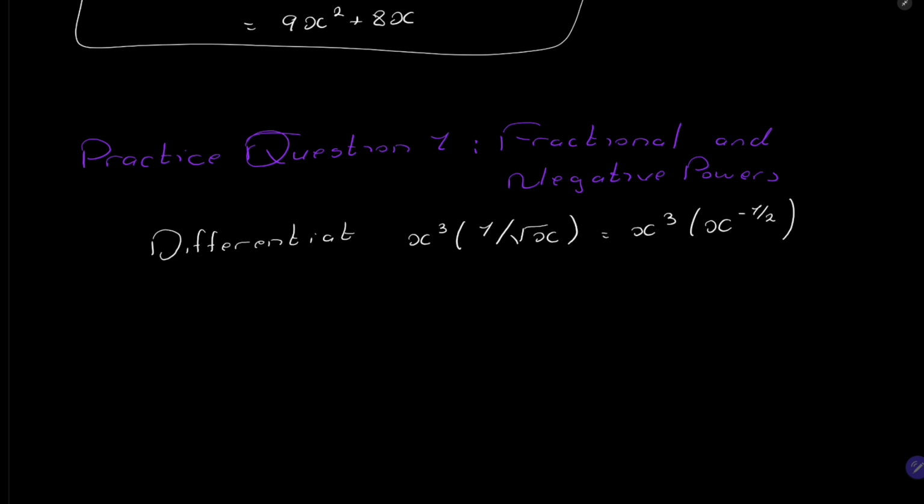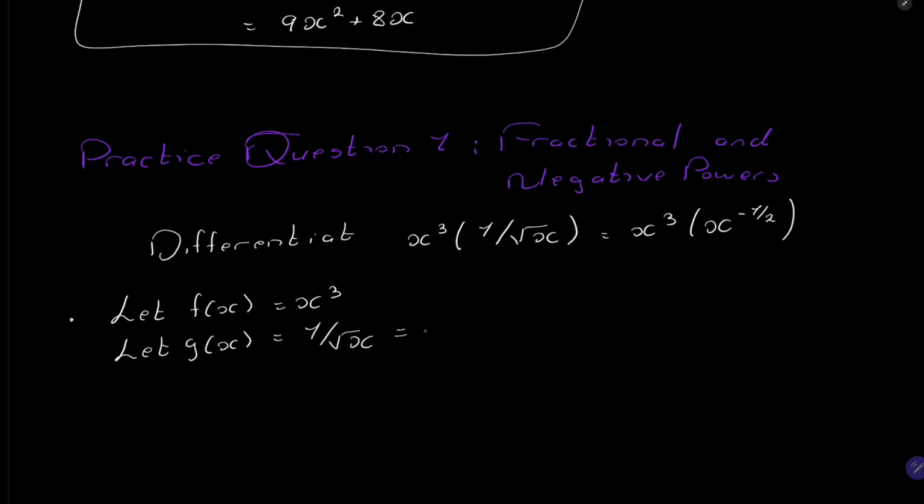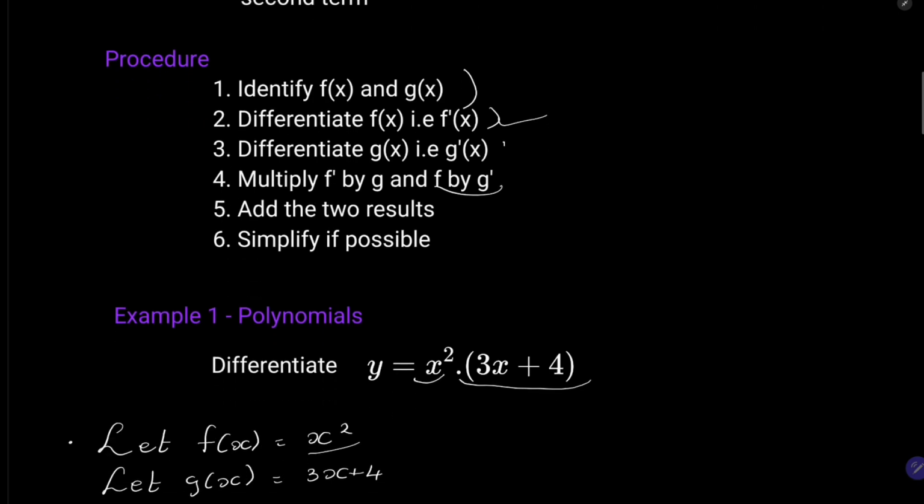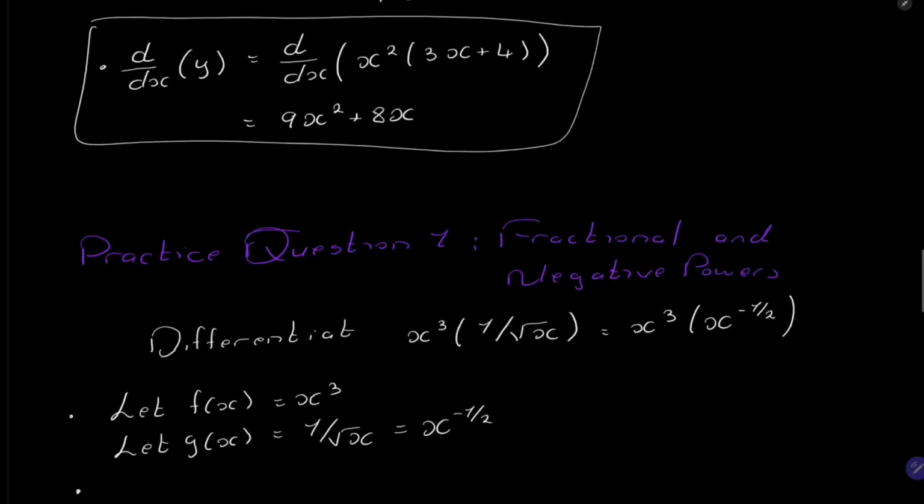So following the same methods which we listed above, what was our first step? Our first step was to identify our two functions, that is f of x and g of x. So first of all, we will let f of x be equal to x cubed, and let g of x be equal to 1 on root x, which is the same as x to the negative half. What did our next step ask us to do? If we go back to the steps, the next step tells us to differentiate f of x. Our third step, to differentiate g of x. So that is what we are going to do.